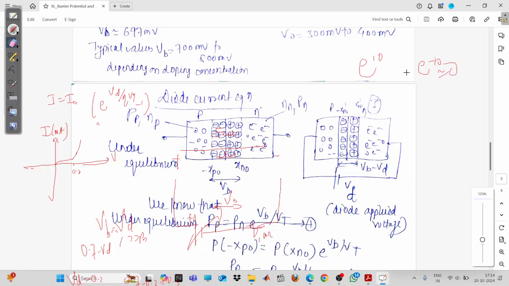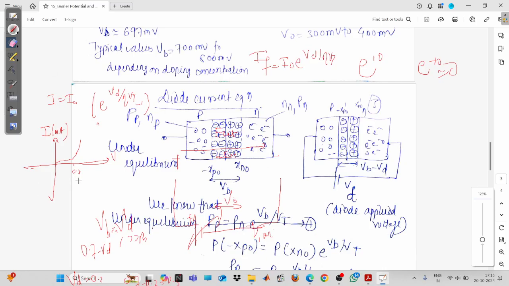This value is nearly equal to 0 and it is highly greater than 0. So this term is very high as compared to 1, so we can neglect the 1 value. Fine. So in that case, what is the current equation? IF will be equal to I0 e to the power of VD upon eta VT. VD means forward voltage.